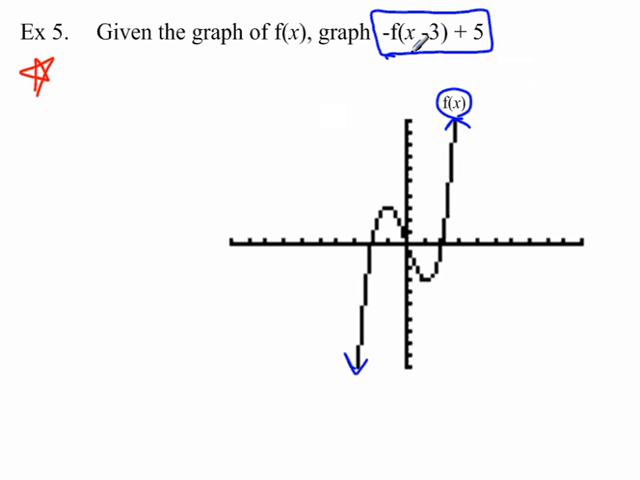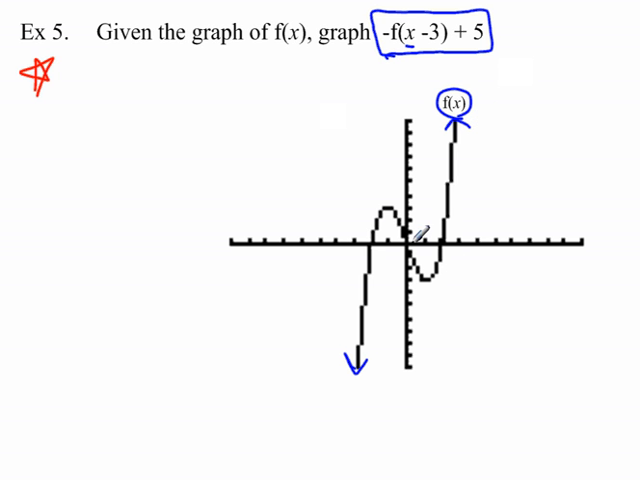Okay, let's think about the rules. So start with your x. See this minus 3? We know a minus 3 in the parentheses is going to move our function to the right 3. We know this negative out in front is going to flip the function vertically. We know that adding 5 out here is going to move this function up 5. So we know what we need to do to this graph. Our calculator won't help us because we don't have the original equation.